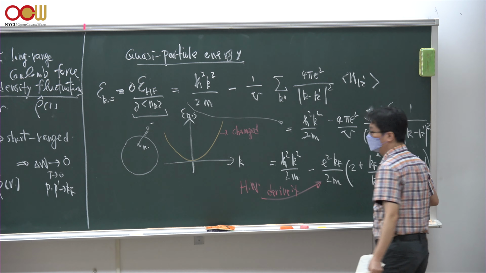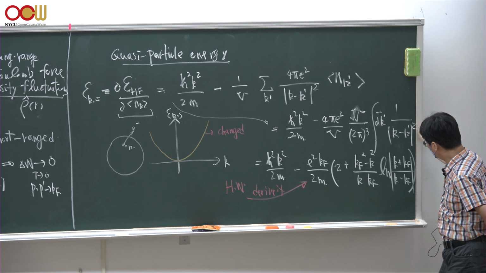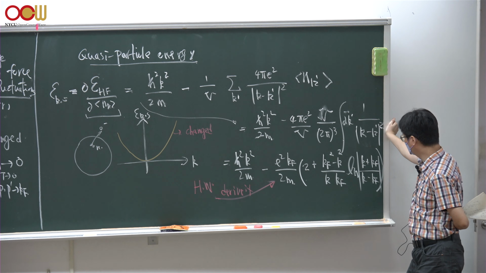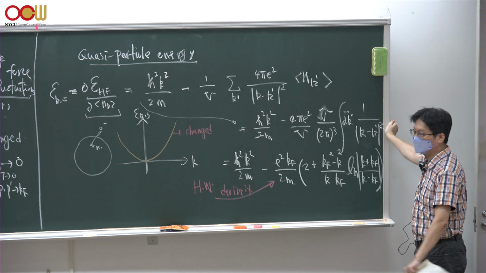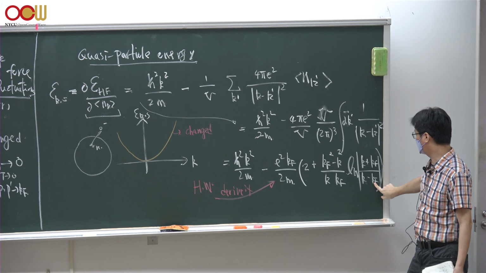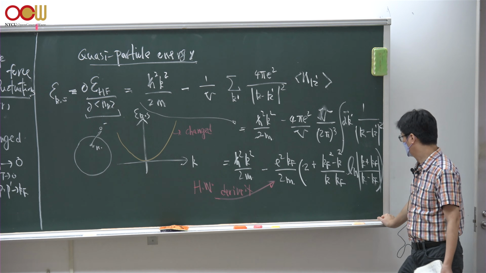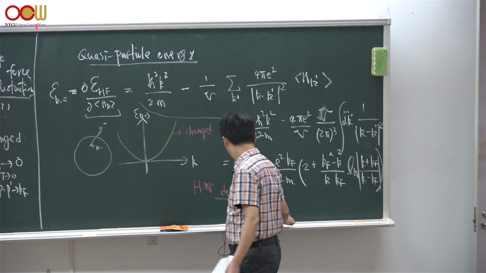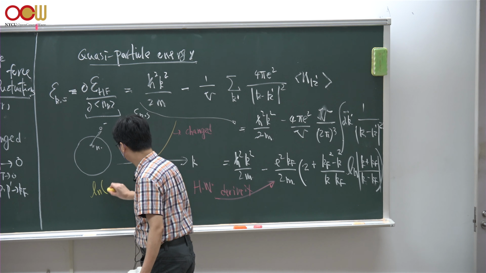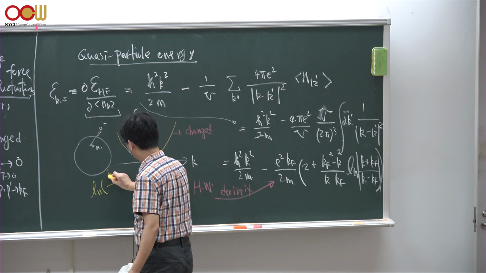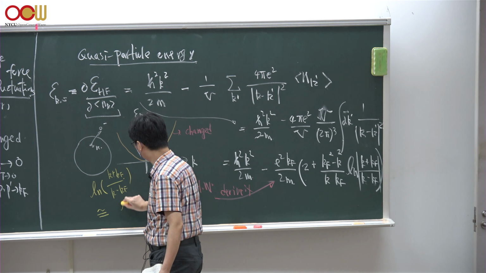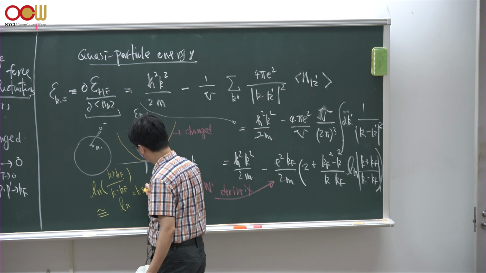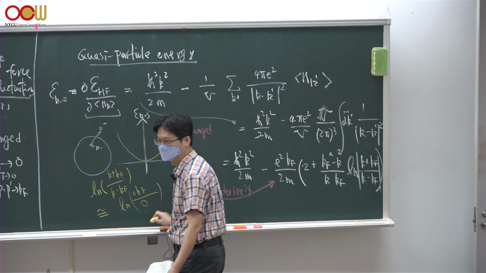Just by looking at the log behavior of this exchange energy term, you immediately notice that it must be very singular when k is very close to kF, because this is the log of 1 over 0, right? So this is the log of (k plus kF) divided by (k minus kF). When k is very close to kF, this is the log of 2kF over 0, right?